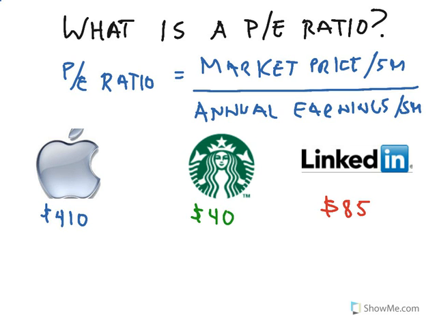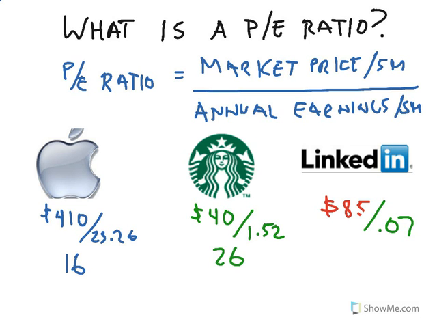Now, if we take a look at their annual earnings per share, in Apple's case, it's $25.26. In Starbucks' case, it's $1.52. And in LinkedIn's case, it's 7 cents. So if you just divide those numbers, for Apple, their PE is about 16. For Starbucks, their PE is about 26. And for LinkedIn, their PE is 1,214.